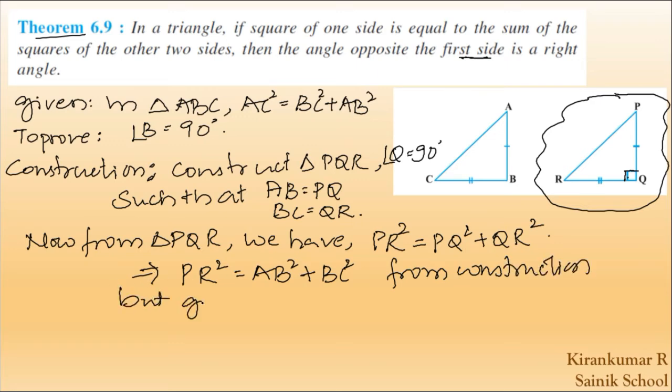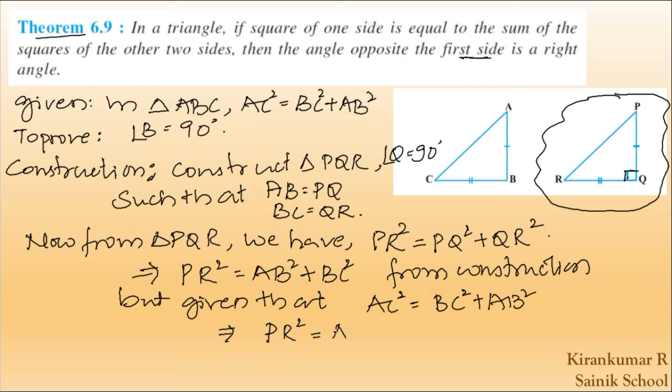But given that AC square is the sum of BC square plus AB square. This implies that PR square is equal to AC square. If square root is taken on both the sides, we get PR is equal to AC. Let's name this as equation 1.